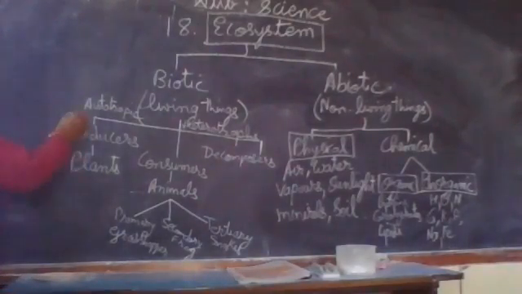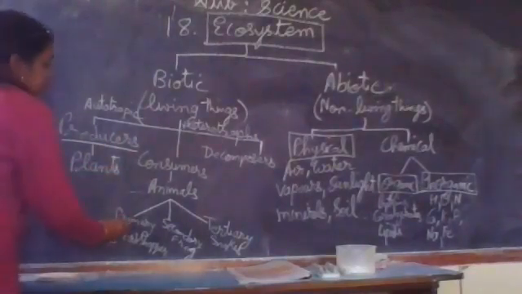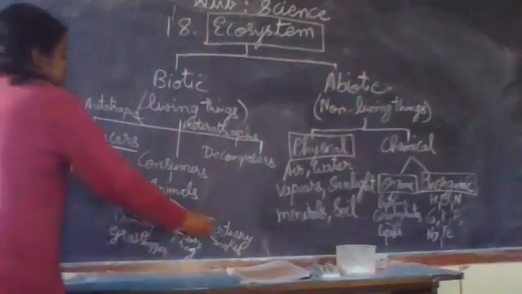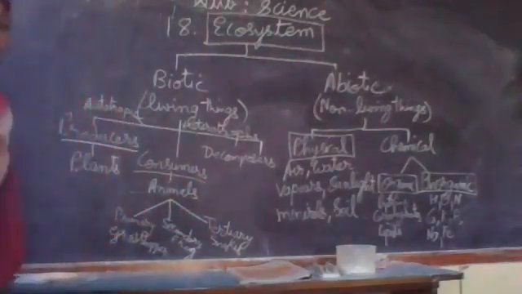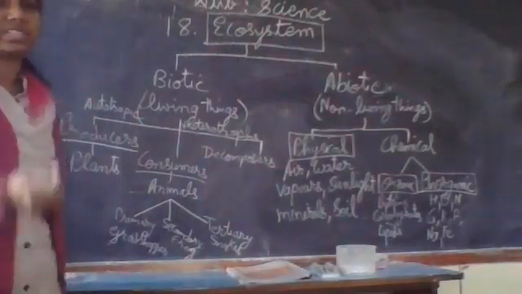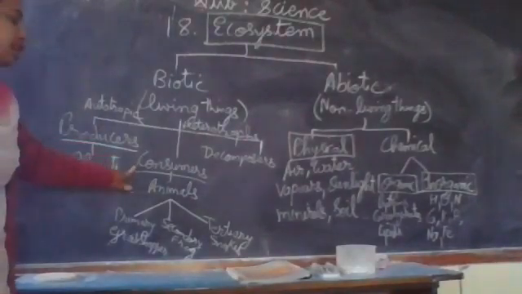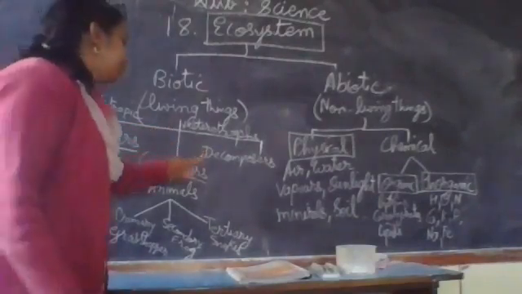So the beginners are always the producers. Producers create food. Plants are eaten by the herbivores. Herbivores are eaten by the secondary consumers. Secondary consumers are eaten by the tertiary consumers. Tertiary consumers can also be eaten by the apex consumers, but that is not very important at this stage for you.